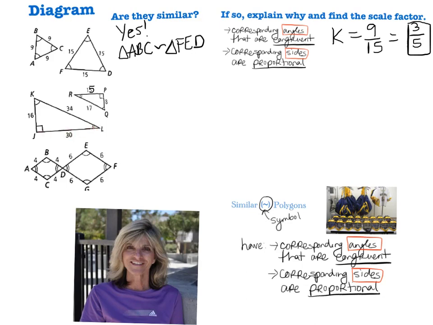JL is the bottom leg. RP is the other. 30 to 15. 15 is half of 30. Yes, they are proportional. So my answer for this one is yes.